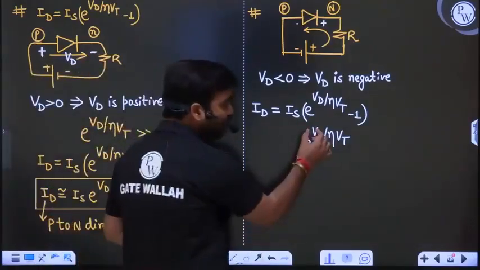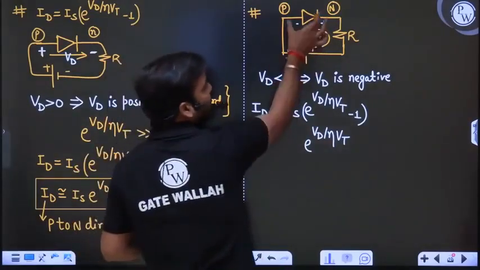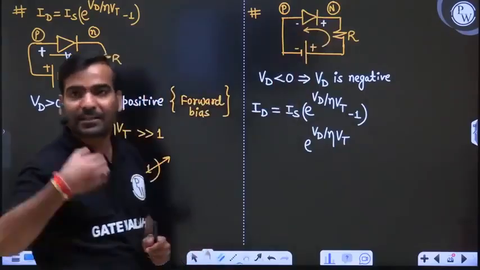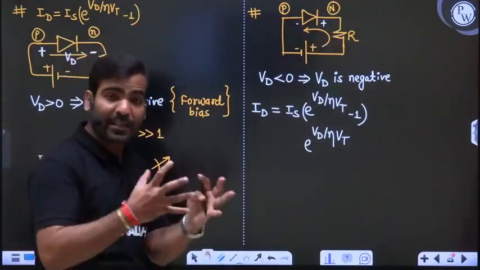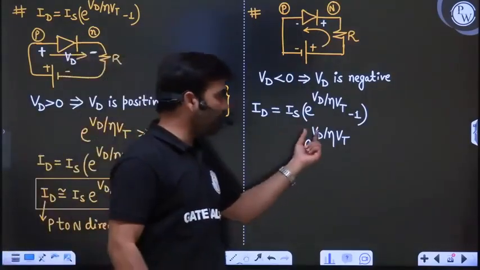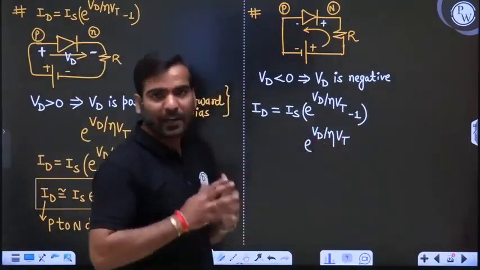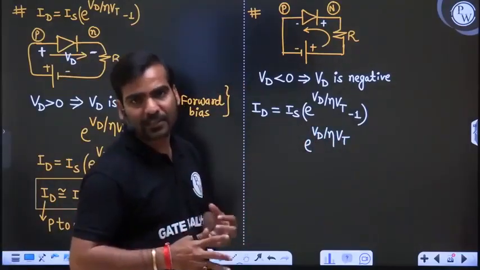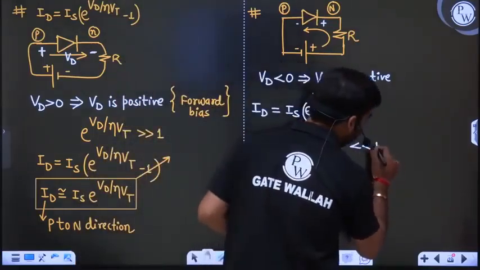So Vd is negative, suppose minus 0.5, minus 0.6. Because of this battery, some negative voltage is coming across the diode. N side positive, P side negative. This type of voltage is known as negative voltage. And this is coming across the diode, and suppose this voltage is minus 1 volt, divided by eta times Vt. If we calculate it, Vt is 0.026, that is 26 millivolt. If we put this in, the exponential term will come very small compared to 1.